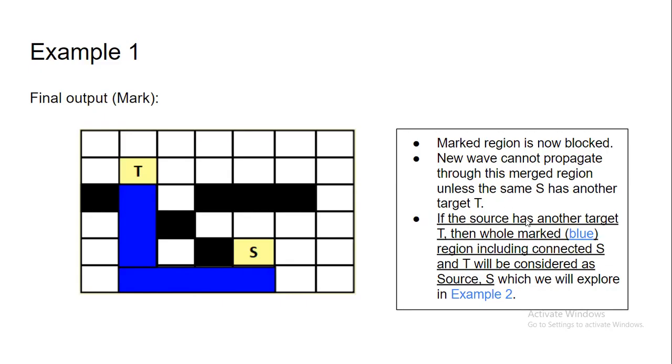What if the source has another target T? So source has a target already here, target T. Say another target T is located here in this block, in this grid. Then the whole marked blue region, including connected S and T, will be considered as source S. We don't need to connect that target with another path, right? Because this source is connected to this target, we can simply connect this target to this target so that this source will be connected to both the targets.